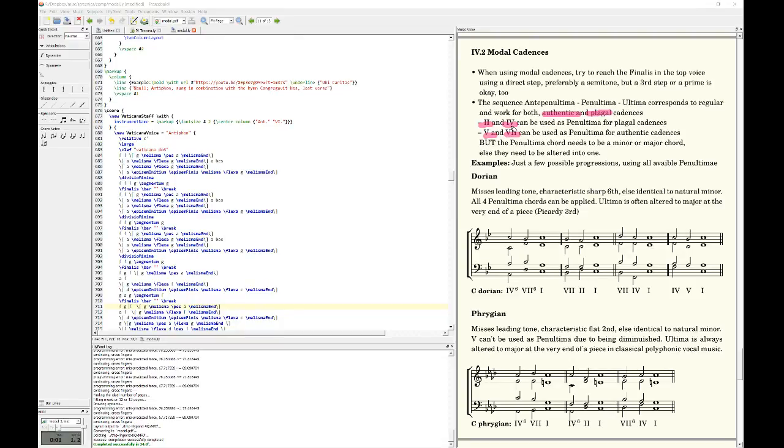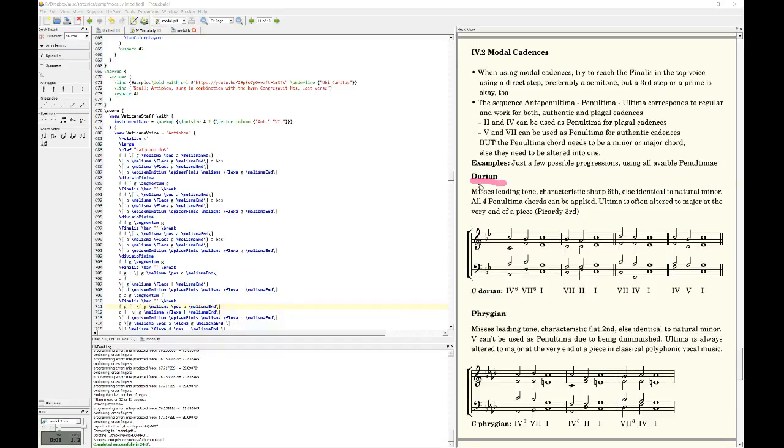And when using modal cadences, the only thing we have to keep in mind is that our penultima chord, so this one before the root, cannot be diminished. It has to be a minor or a major chord. Else we wouldn't stay very true to the Gregorian scale and their principles, which were about avoiding diminished chords, because the tritone was back then a sign of the devil, which is evil. Well, anyways, let's jump into some examples.